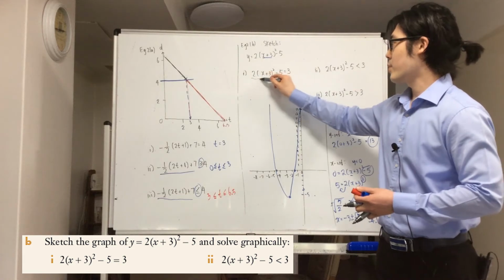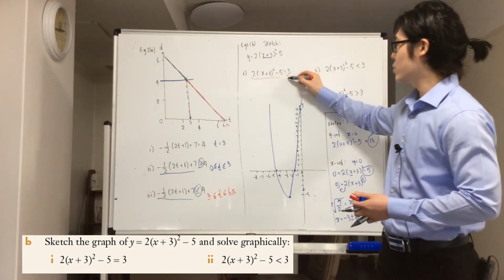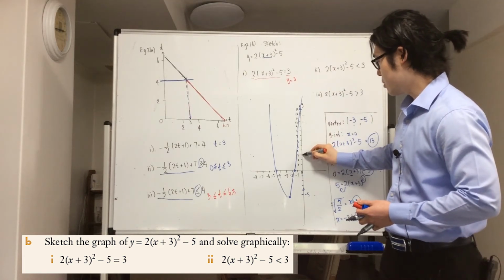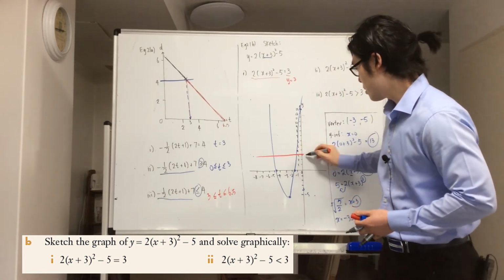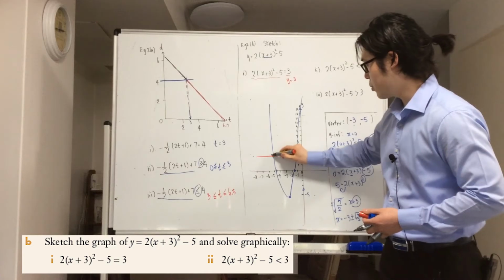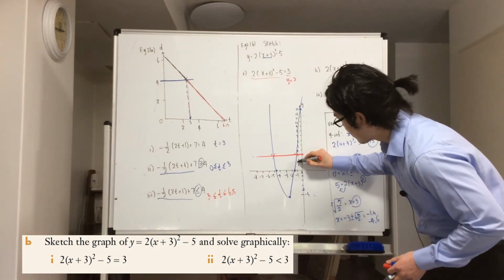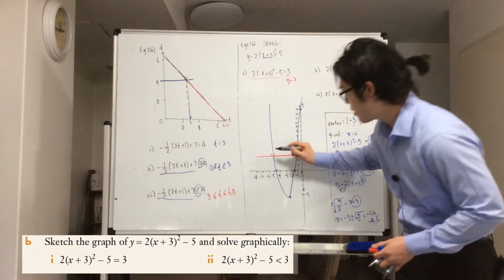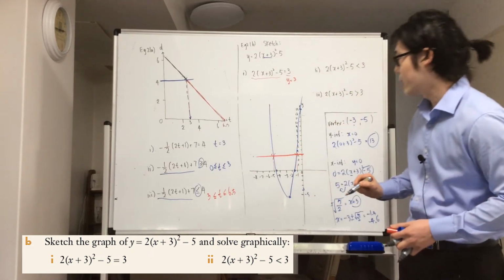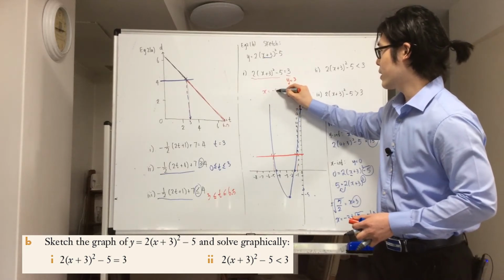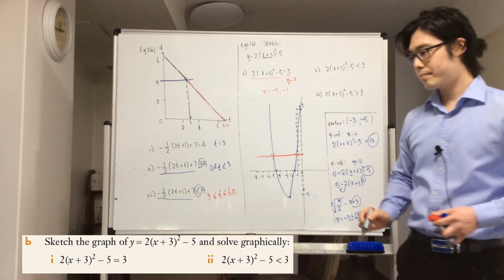So the parabola is equal to 3. Let's draw y equals 3. So y equals 3 is here. These are the 2 points that it intersects. So what value do we see if we go down? Okay, we've got -1 and we've got -5. So that would be our answer. So x is equal to -5 and -1.